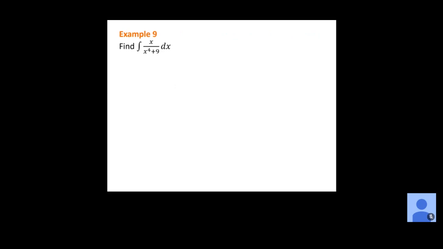All right, so there is that formula. If you have the antiderivative or the integral of 1 over x squared plus a squared dx, then we can just say that's 1 over a, arctangent, x over a plus c. All right, so here's our last example. We want to find the integral of x over x to the 4th plus 9 dx.